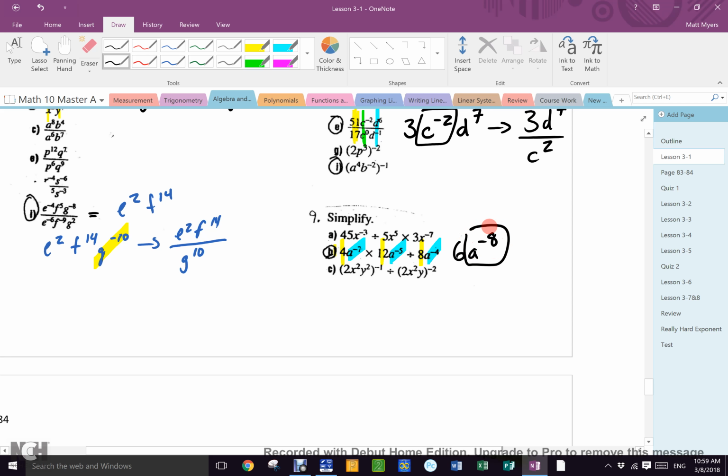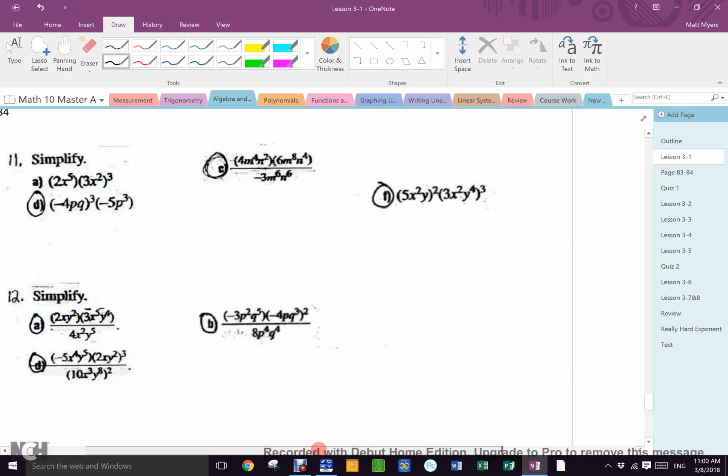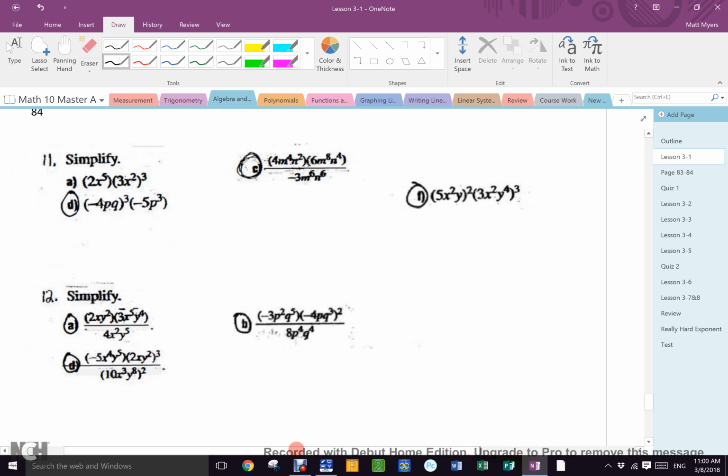Just this. Does the 6 move? The 6 does not move. Why? Because 6 isn't part of the base. It's by itself. So it is 6 over a to the 8th. Now, you cannot get in trouble.